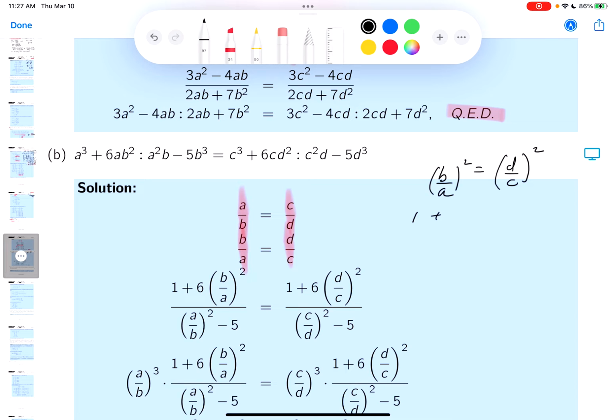So it's going to be 1 plus b over a squared. And this would be 1 plus, let's see, d over c squared. All right? Oh, you know what? I forgot to do the 6 part. And I do see the 6 there. Let me put that in now. Sorry about that. All right.